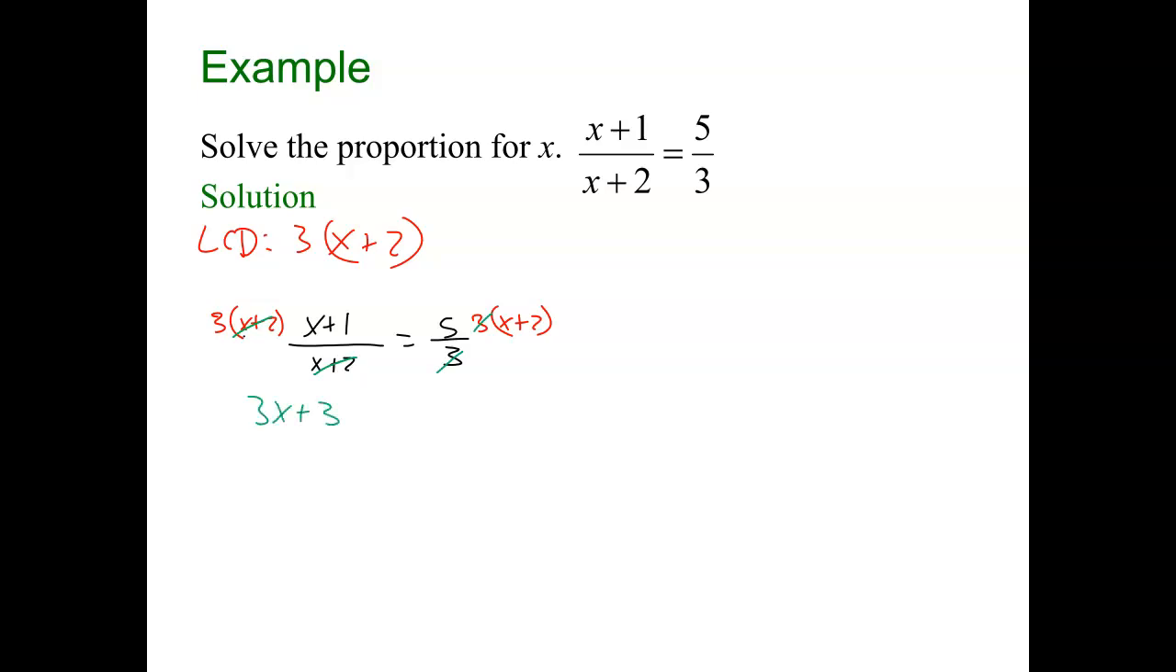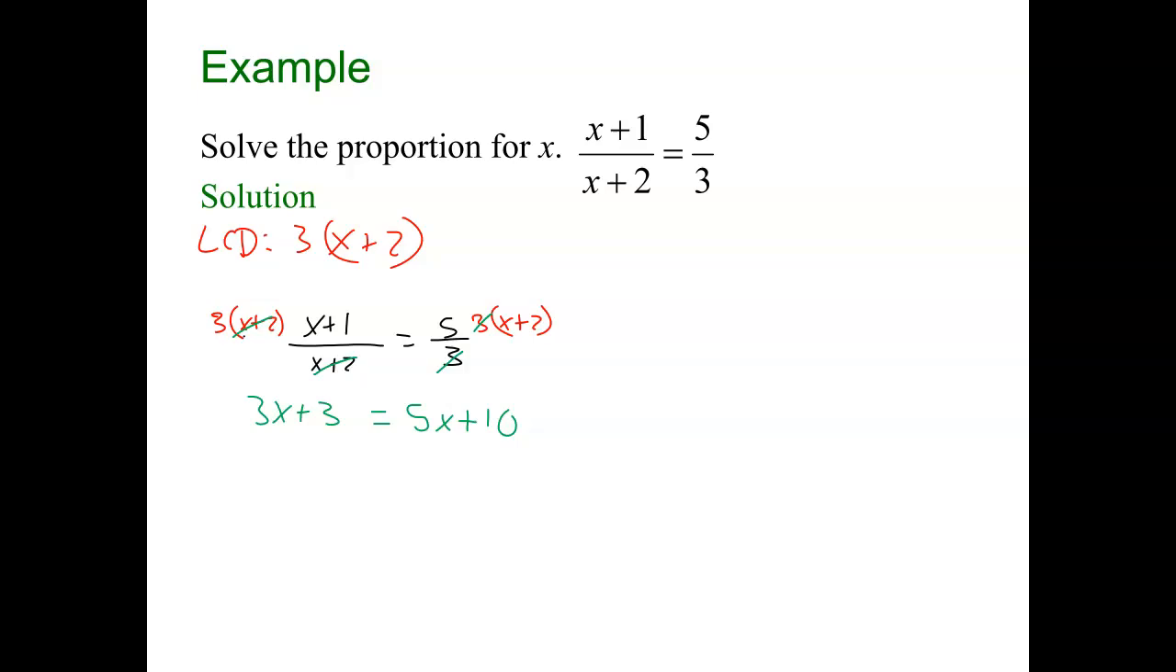Then 3x plus 3. No, you're not. You're thinking. 5 times x plus 2, 5x plus 10. Oh, it's 2. That's 2. Okay. All right? Someone other than Micah.